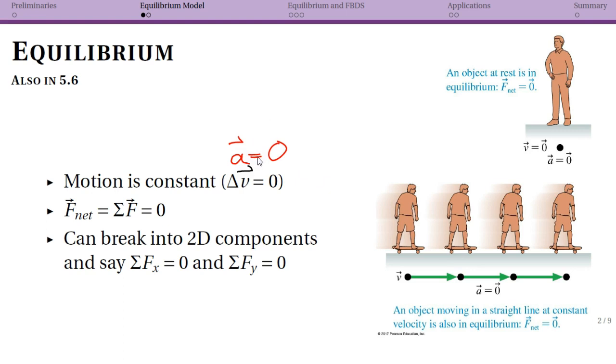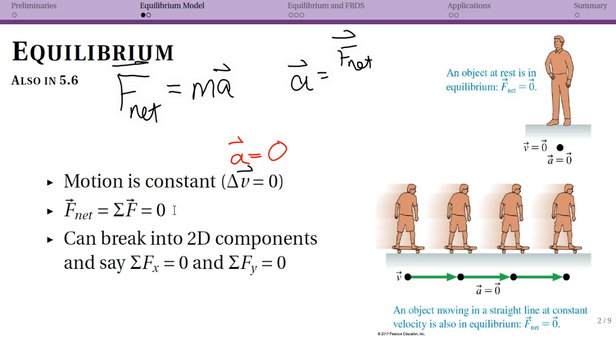Based on that, we know that F net is equal to 0. How do we know that F net is equal to 0 if acceleration is equal to 0? That's coming from Newton's second law. Newton's second law has 2 forms, just rearranged: F net equals mass times acceleration, or acceleration equals F net divided by mass. Same equation, just rearranged. And so if we know that acceleration is equal to 0, F net must also equal 0.